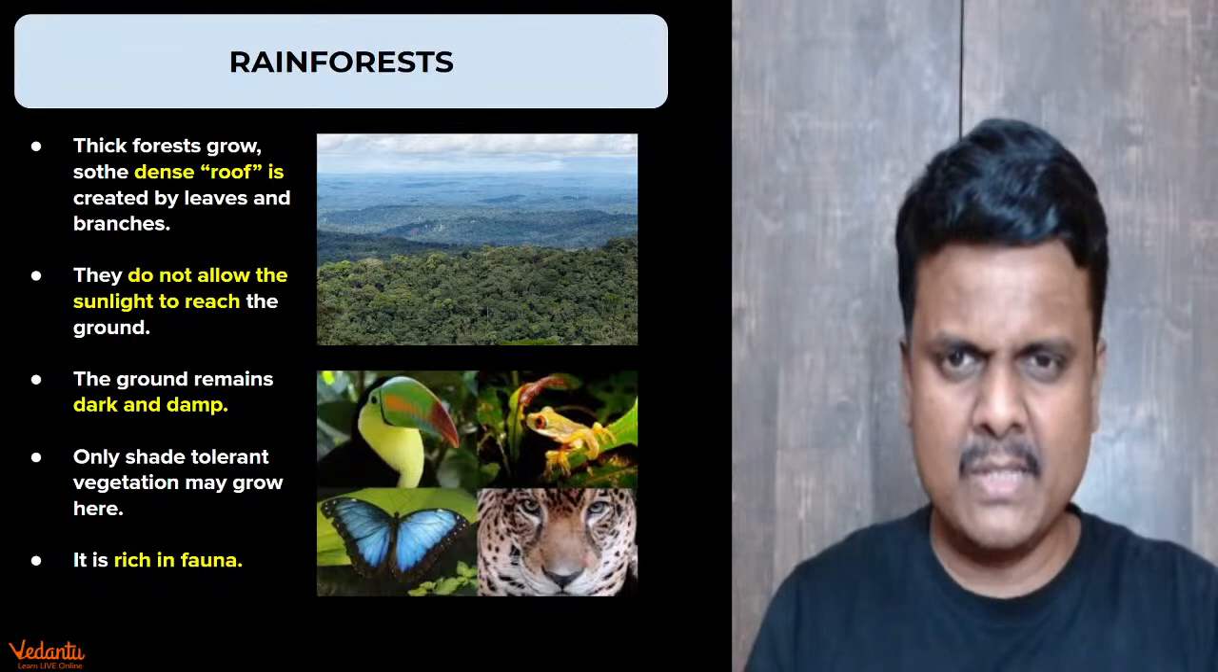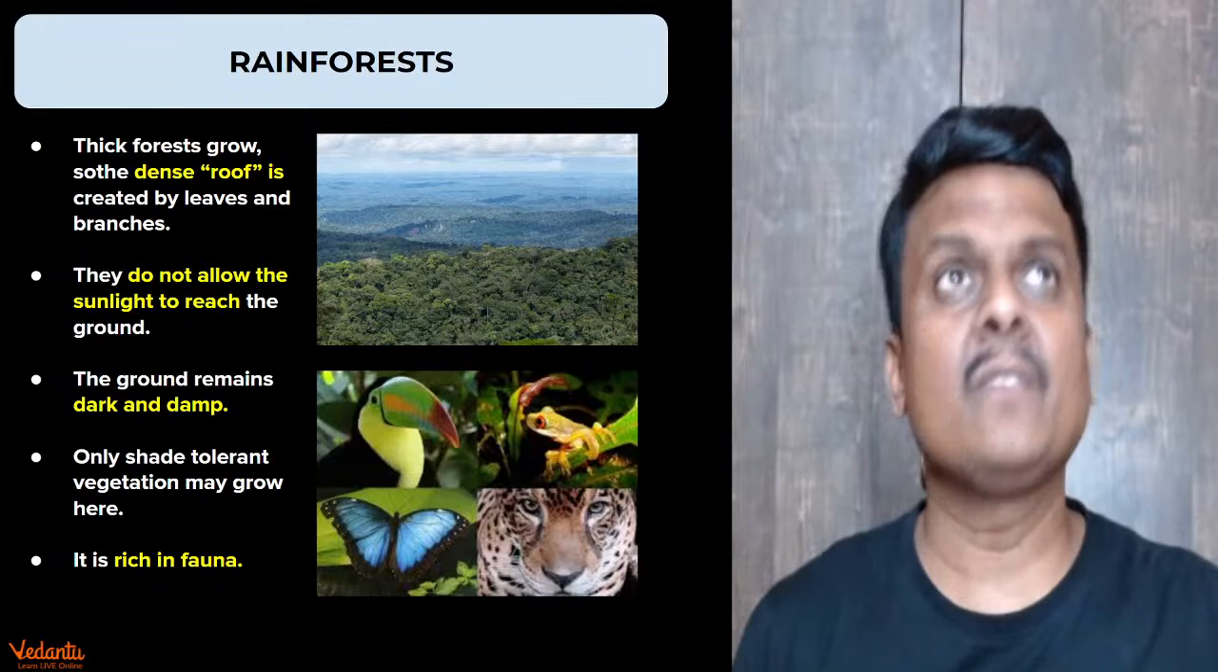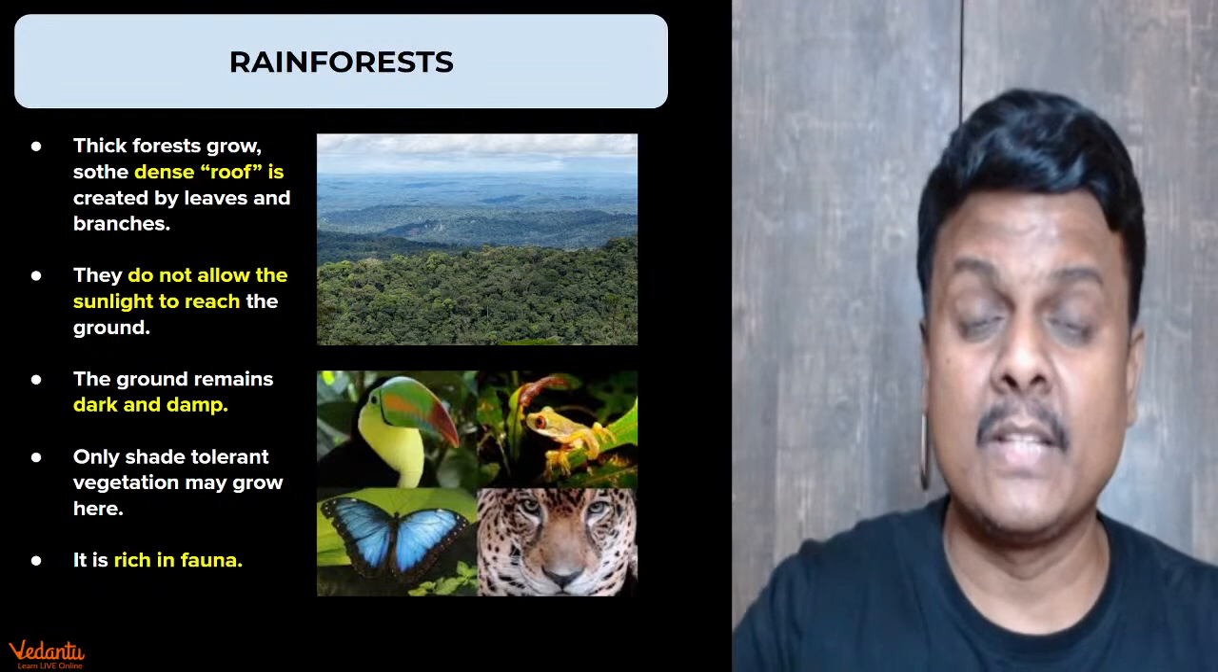Only shade-tolerant vegetation may grow here. Any vegetation which cannot receive sunlight, or a different type of vegetation, will grow here, because sunlight cannot come in. Any vegetation which grows in the shadow, the shade alone will grow here.